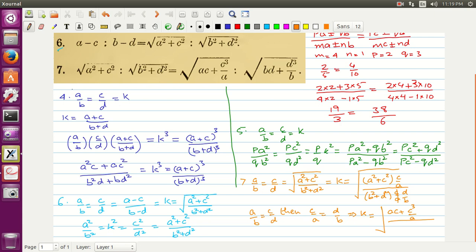So what is D square times D by B? It is BD plus D cube by B. So K is also equal to AC plus C cube by A is to BD plus D cube by B, and the square root of this expression. So this is what we had to prove in the problem number 7, and we are done.